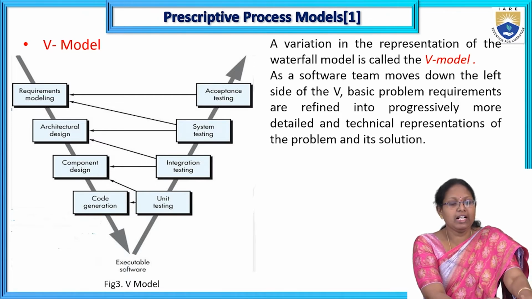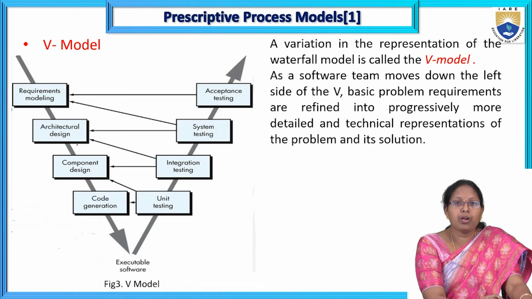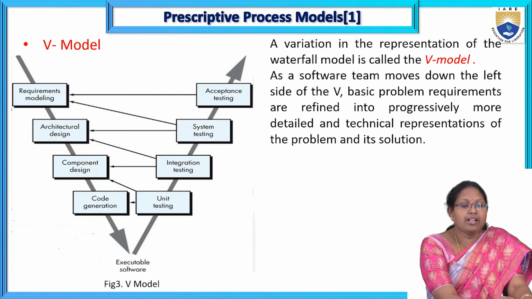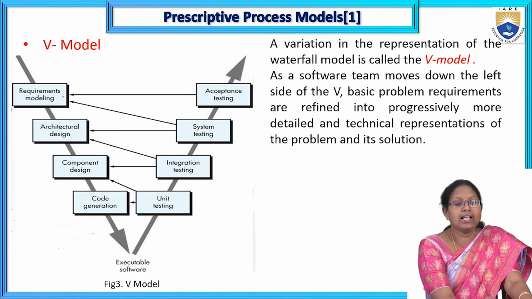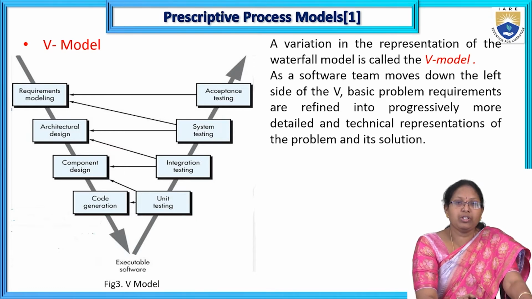In the V model, the left side of the V contains the usual process framework activities. Each and every framework activity, at the time of its completion, has one type of testing completed. So in any phase, at that time we identify errors, and those errors are rectified in that particular phase. That is the advantage of the V model, verification and validation.